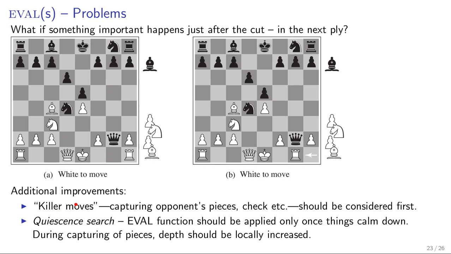And regarding the ordering of the nodes, the killer move, so-called, capturing opponent's pieces, check, should be considered first because they are likely to really dramatically change the evaluation. So these kind of heuristics can actually improve your performance quite a bit.